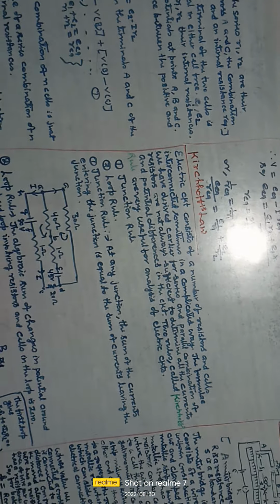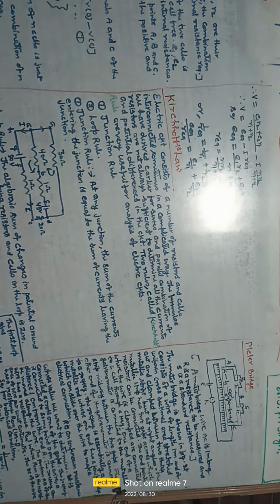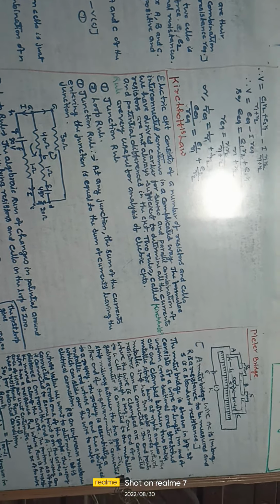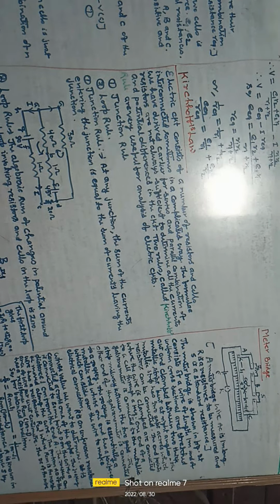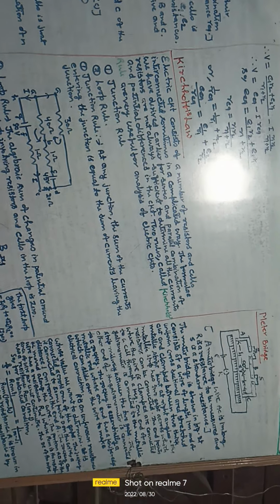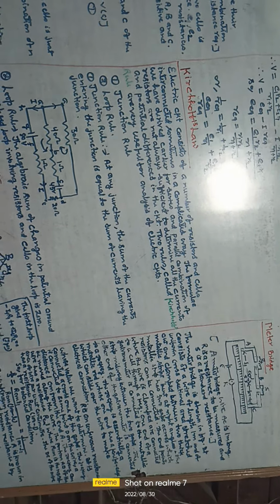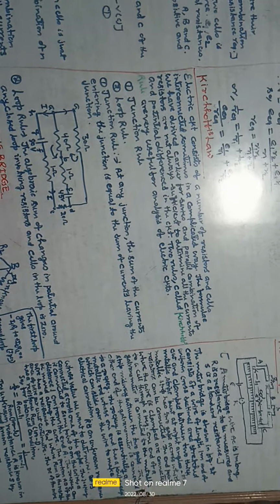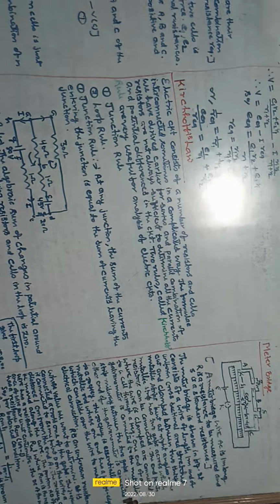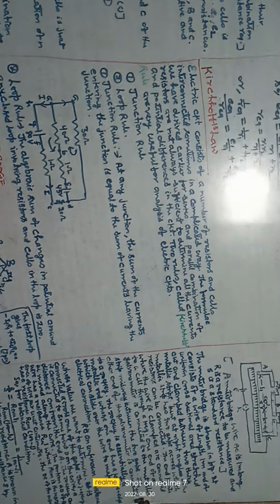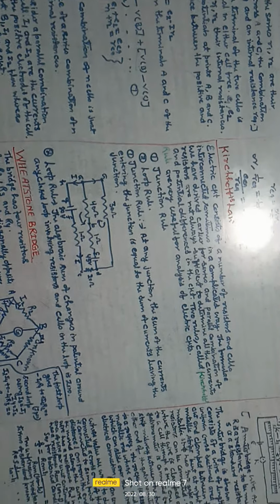Now Kirchhoff's laws. An electric circuit consists of a number of resistors and cells interconnected, sometimes in a complicated way. The formulas we have derived earlier for series and parallel combinations of resistors are not always sufficient to determine all the currents and potential differences in the circuit. The two rules called Kirchhoff's rules are very useful for analysis of electric circuits: junction rule and loop rule.